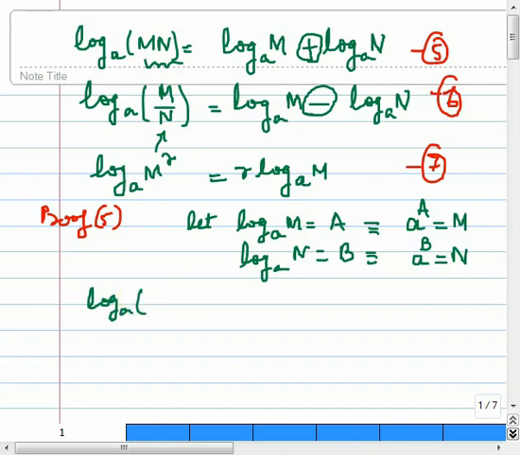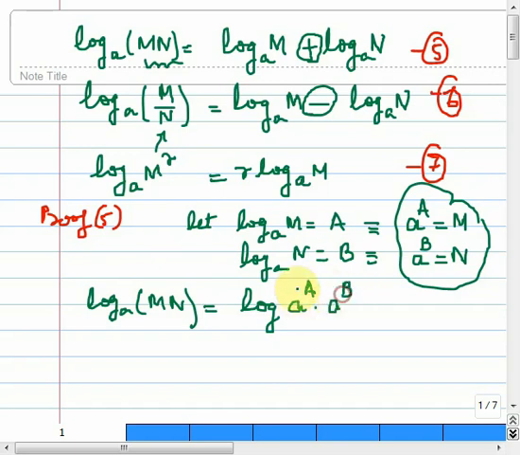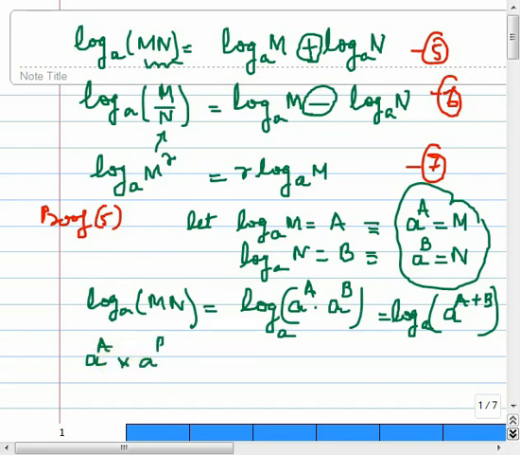Now what will the left hand side become? Left hand side is log a mn. We just put values of m and n from here. This will be log a of a to the power A dot a to the power b, and this will be equal to log to the base a of a to the power A plus b. This is since a to the power A into a to the power b is equal to a to the power A plus b. This is the rule of exponent.